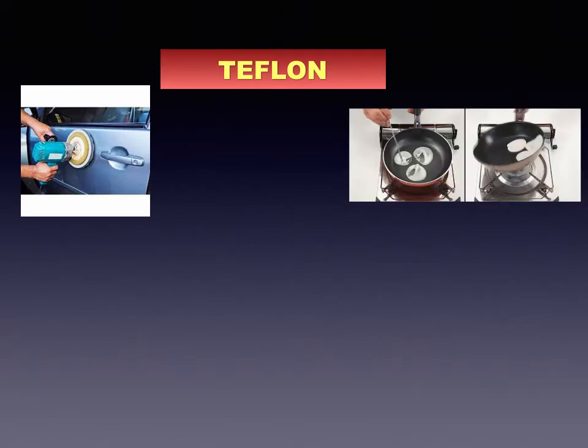Teflon is used for coating cooking utensils and industrial equipment to avoid sticking. It is the polymer of tetrafluoroethylene. Roy J. Plunkett discovered it in 1938. Its chemical name is polytetrafluoroethane, that is C2H4N.